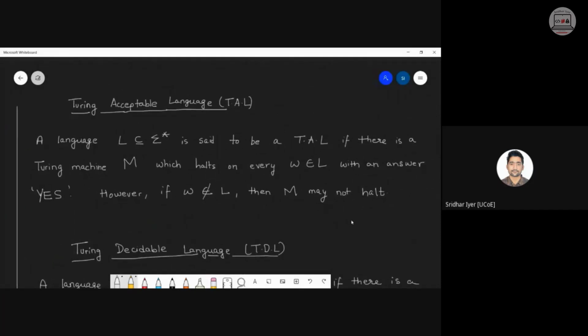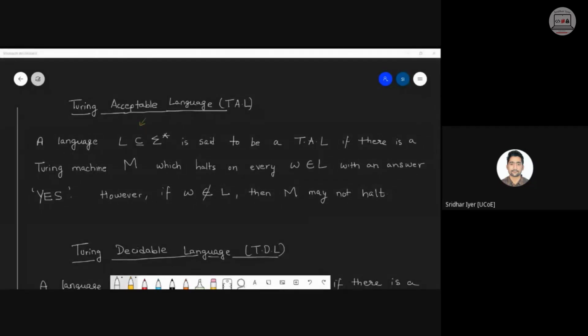A Turing acceptable language is a language which is made up of all the combinations of the alphabet. Over here, this symbol signifies that language L is made up of all the combinations of the alphabet, that is alphabet star. Just give me 1 second.